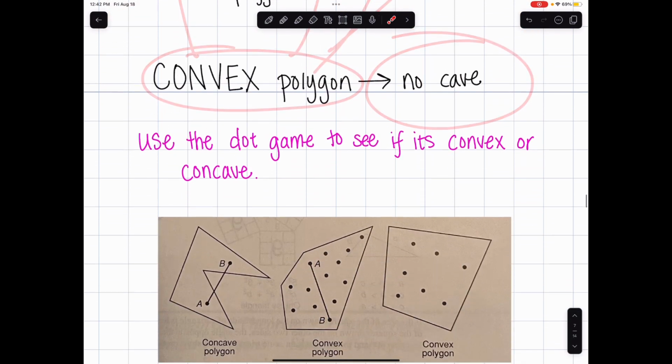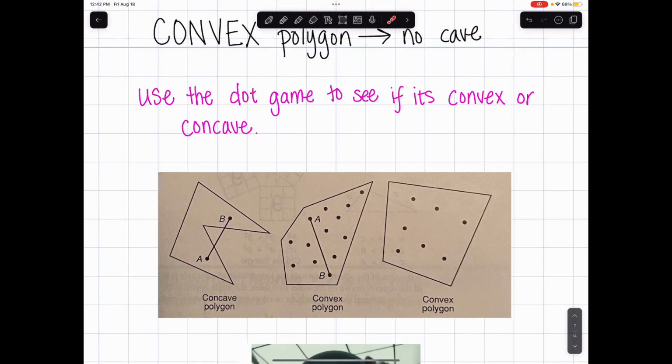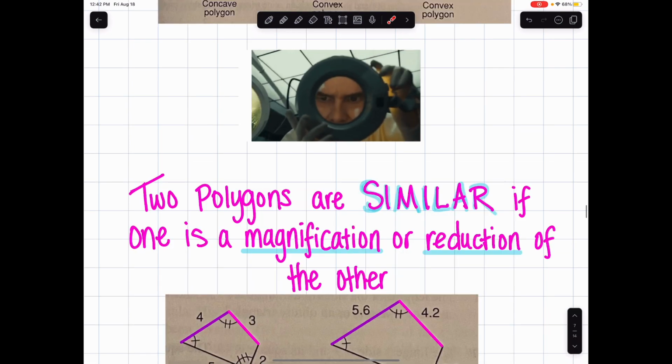And if you're not sure, if you look at something and you're like, I am not sure if that has a cave or not, use the dot game to see if it's convex or concave. The dot game is kind of the most boring game in the world. But if there are two dots anywhere inside the cave that cannot be connected by a line that stays inside the shape, that's concave. If you stay inside the shape, that's convex. If it crosses the shape or goes outside of the shape, that's concave.